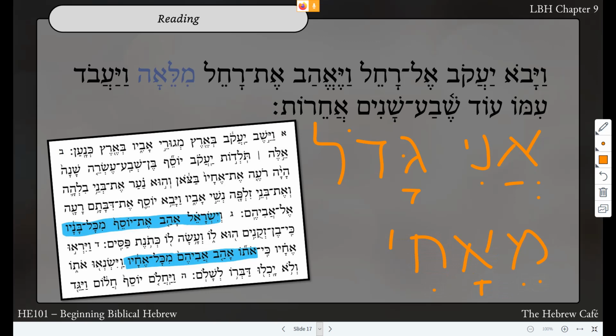Ani gadol mi achi. I am bigger than my brother. I am big from my brother means I am bigger than my brother. Ani gadol mi achi. I am big from my brother, meaning I am bigger than my brother. It's used as a comparison. Does that make sense?